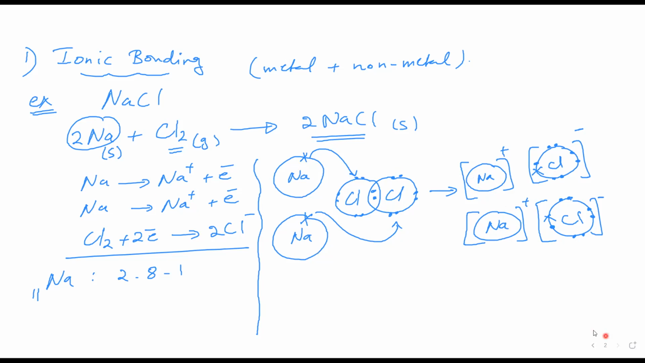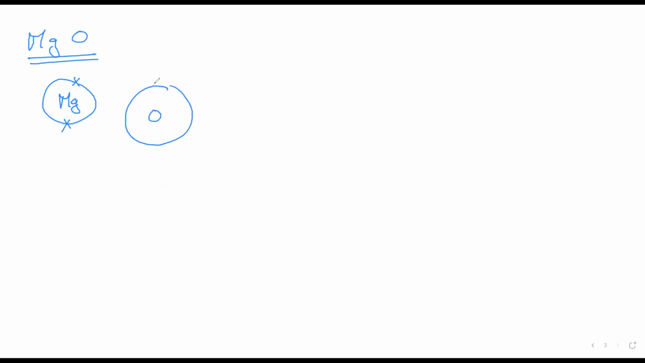What happens if I have, for example, magnesium reacting with oxygen, forming magnesium oxide? Now, as we know, magnesium is present in group 2, which means that the outermost shell of magnesium contains 2 electrons, and oxygen is present in group 6. It means that it has only 6 electrons.